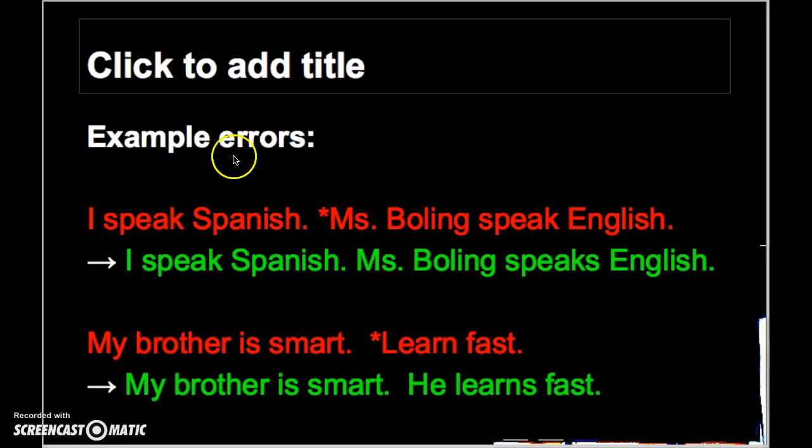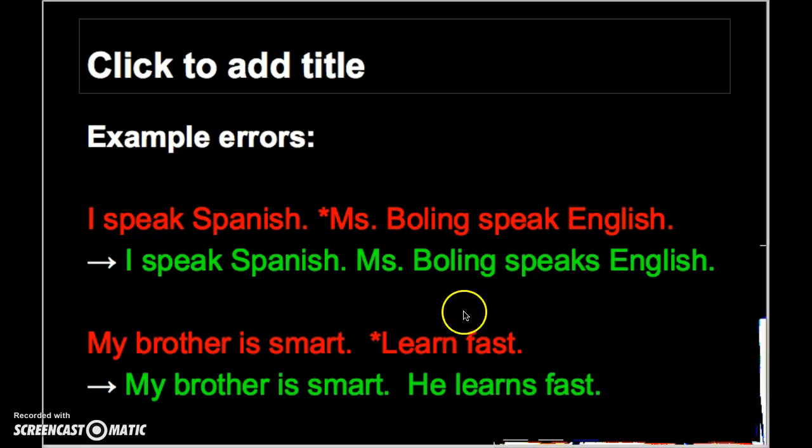So here we have a couple errors using that rule about verb conjugations and the endings. So the first error would be "I speak Spanish, Ms. Bowling speak English." I almost corrected it myself, but it would be "Ms. Bowling speaks English." That's the problem that they need to have corrected, because the I form, the first person form, does not have an S, but only the third person singular does have an S.